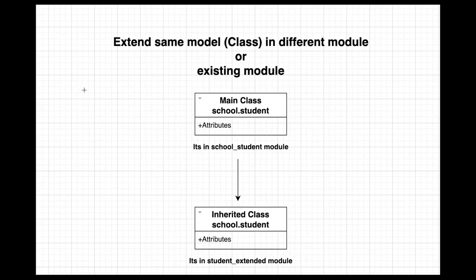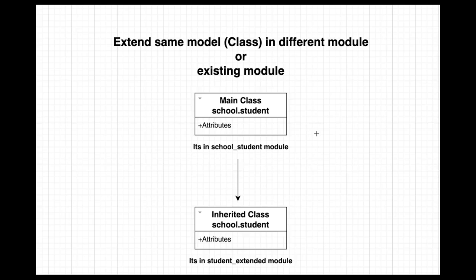Here in this diagram you can see the school student model we already created in the school_student module. Now we are trying to inherit this model in a different model, named student_extended, and we are trying to add a few more fields here. So this is the first stage: you can inherit the same model in a different directory or in the same directory. Directory means here module.